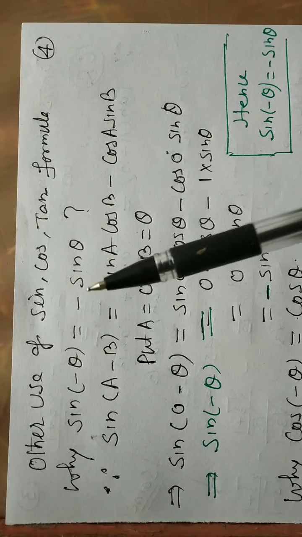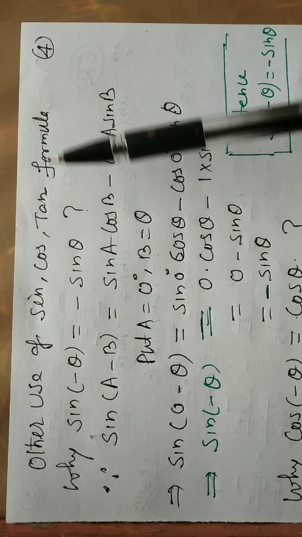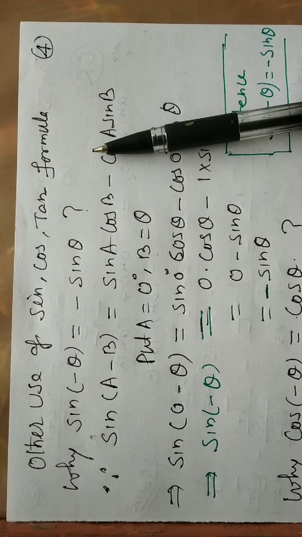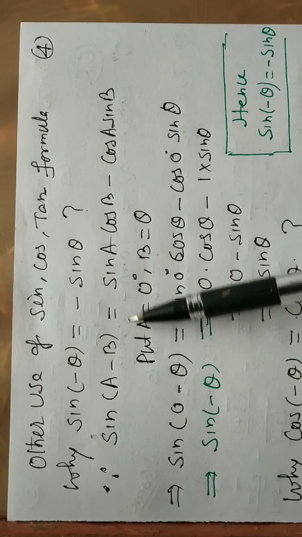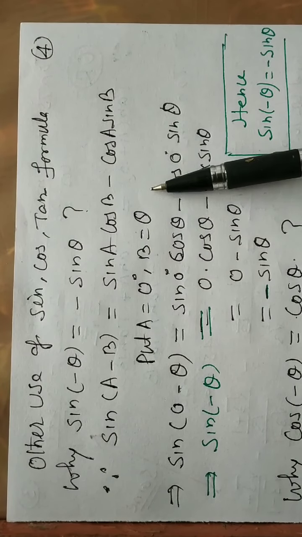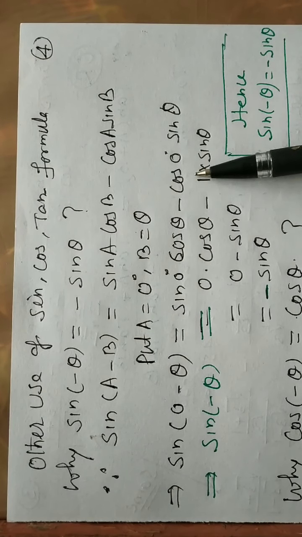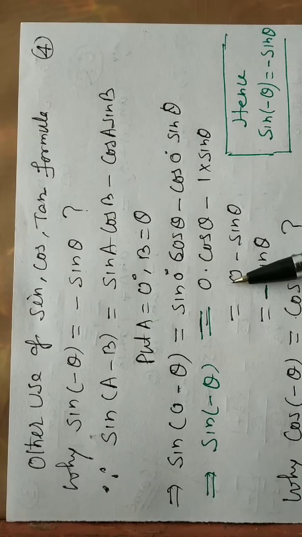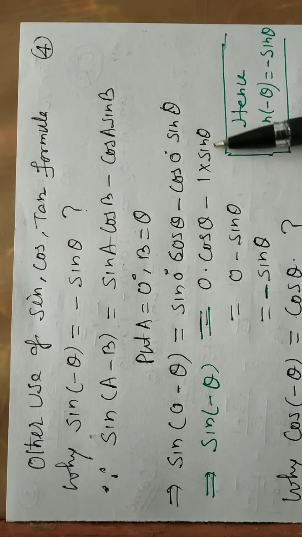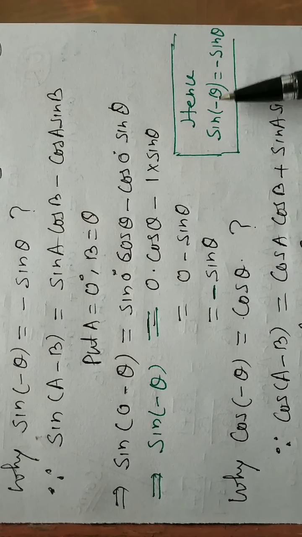Now other uses of the sin cos tan formulas you know already from class 10. Why is sin minus theta equal to minus sin theta? You know sin A minus B is equal to sin A into cos B minus cos A into sin B. Put A as 0, B as theta. Then sin 0 minus theta is equal to sin 0 into cos theta minus cos 0 into sin theta. Sin 0 is 0 into cos theta, cos 0 is 1 into sin theta. This becomes 0, so minus sin theta is remaining. So minus has come outside and this formula has been proved.